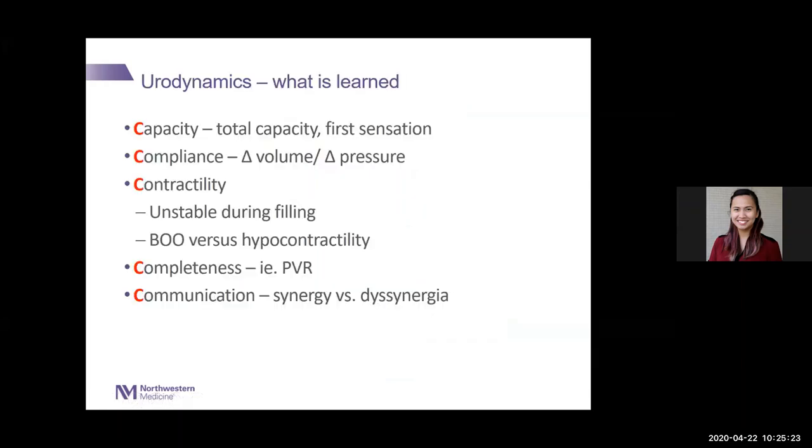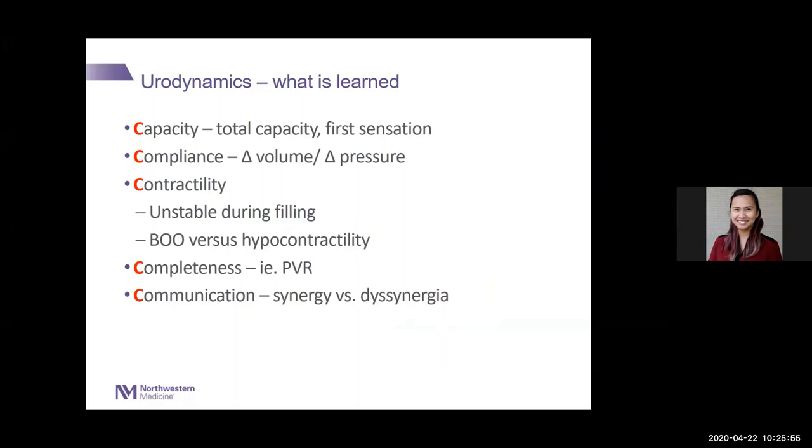Okay, so what do we learn in urodynamics? There's five C's. So the capacity, and you get a lot of sensory information, particularly if this is a sensate patient. Obviously, with the neurogenics that are incomplete, you can certainly get sensory information as well. What's their compliance? The compliance is a key component, and I focus on this a lot in the neurogenic population. That's just a measure of how stretchy the bladder is, how compliant the bladder is, how low is that pressure in there as it fills up, to keep your kidneys happy.